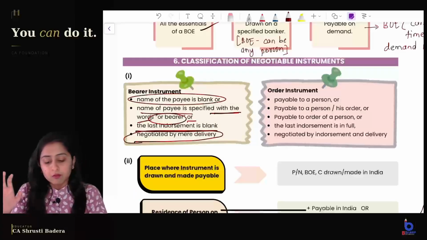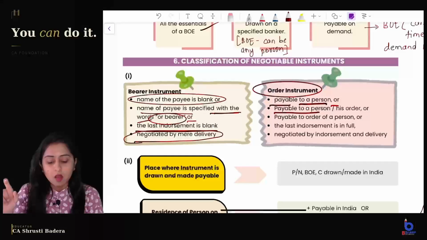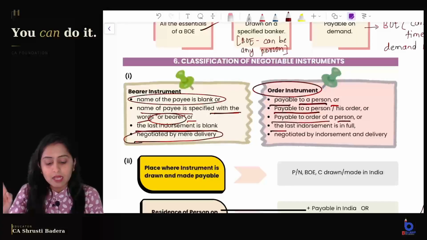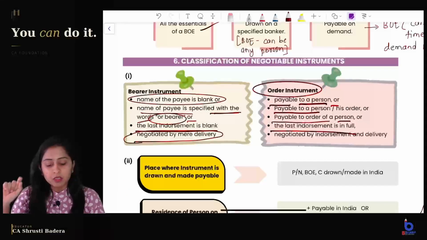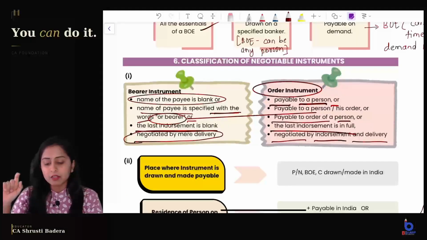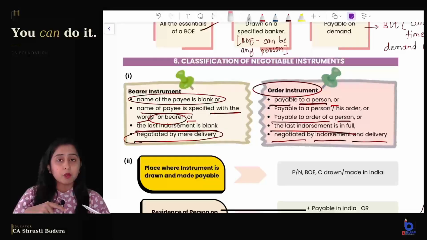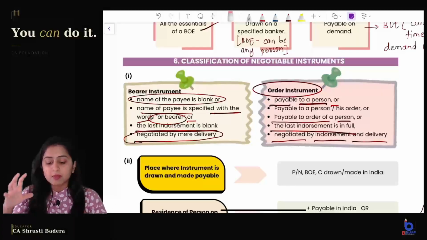Endorsement is not required. For an order instrument, it is payable to a person, the person is specified, or payable to a person or his order, Mr. B or his order, or payable to the order of a certain person, pay rupees so and so to Mr. B's order, or the last endorsement is in full, that is, the name of the person is specified when the last endorsement was made. So it is negotiated by endorsement and delivery. That is the main difference between a bearer type and an order type negotiable instrument. For a bearer instrument, endorsement is not required, mere delivery and you can negotiate it. But for an order instrument, for negotiating it properly, you have to endorse it, you have to write the name of the person, and then deliver it, right? So that is bearer instrument and order instrument.